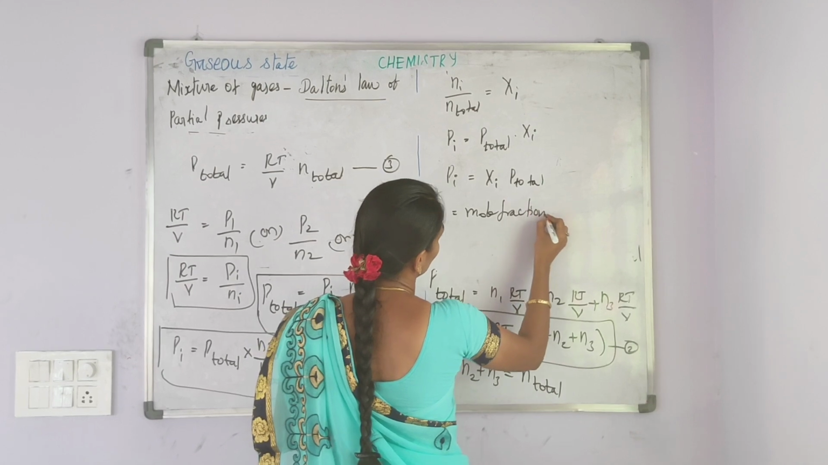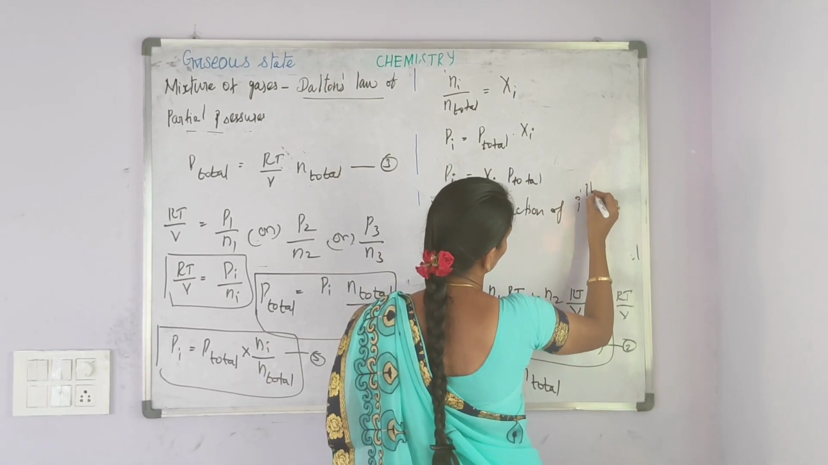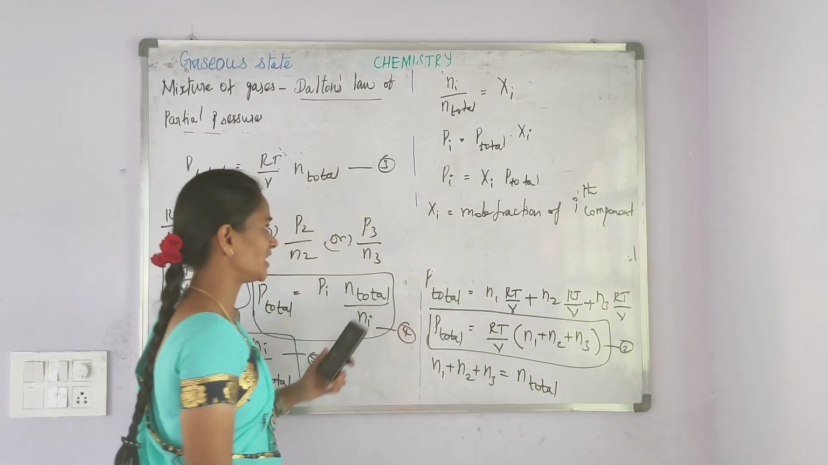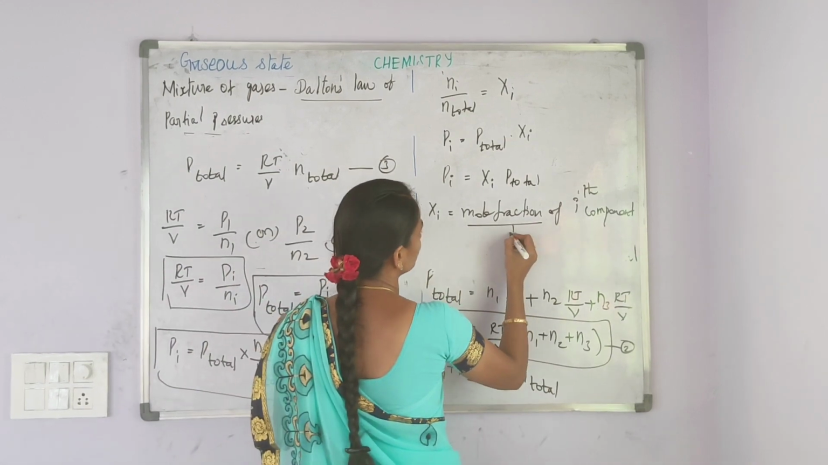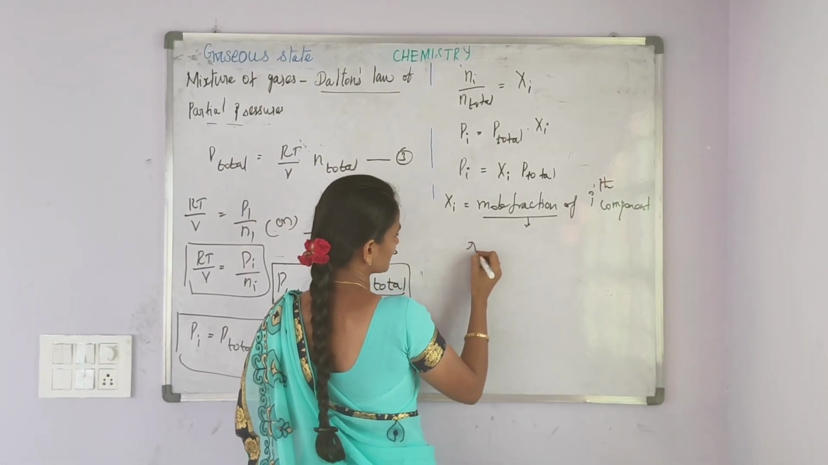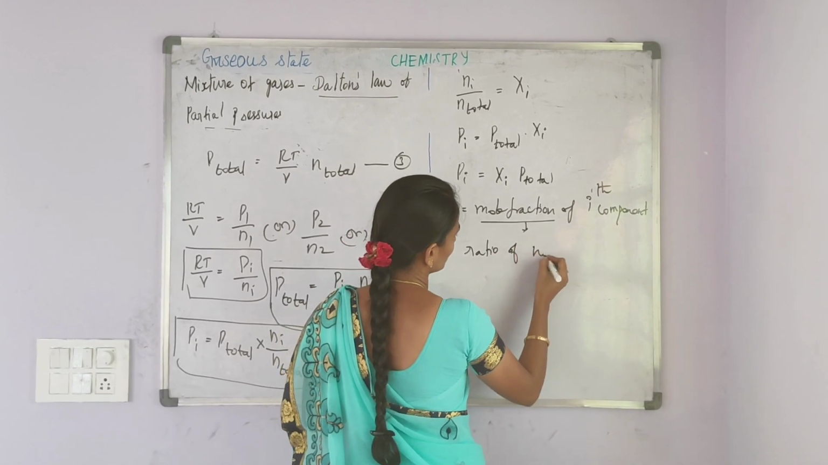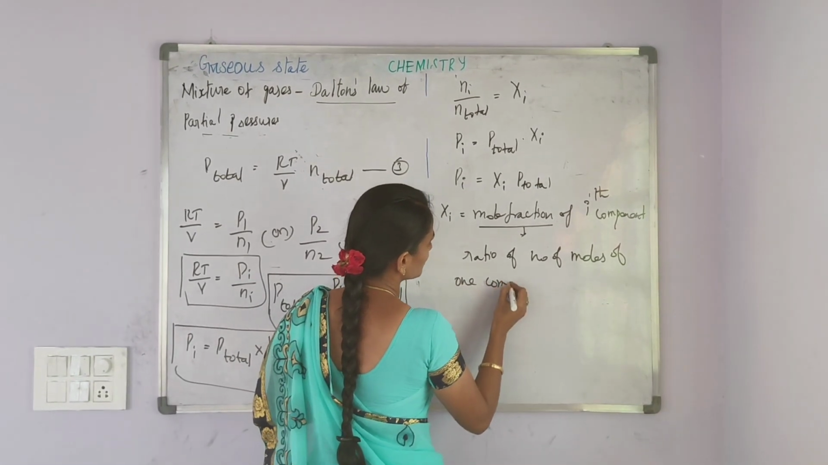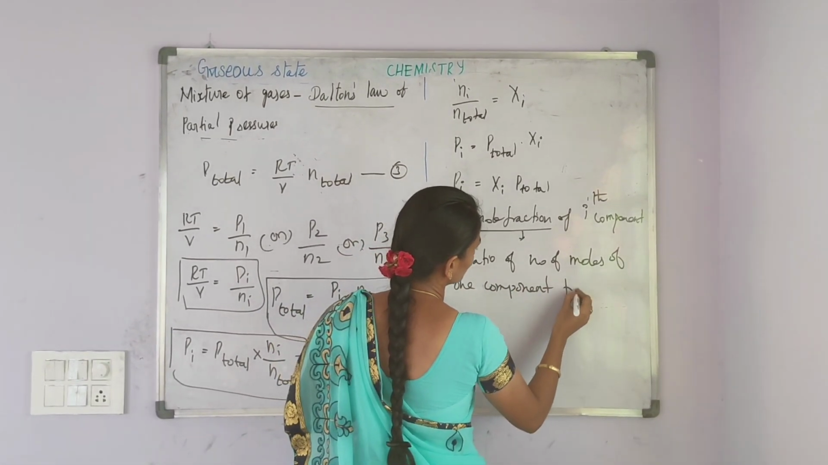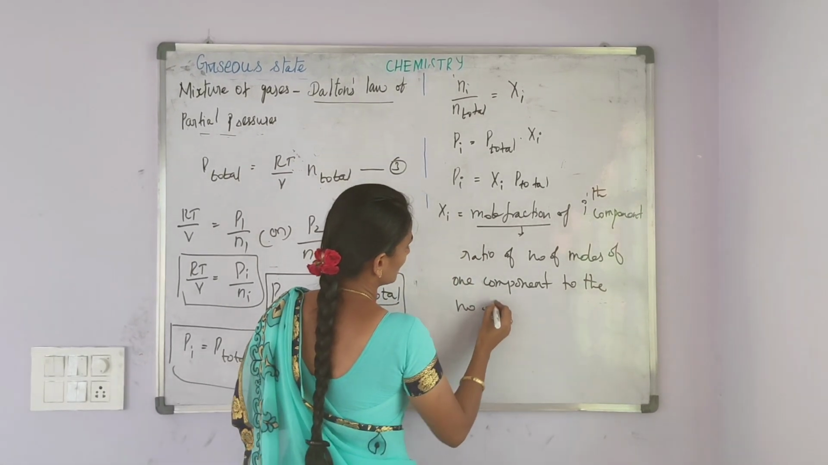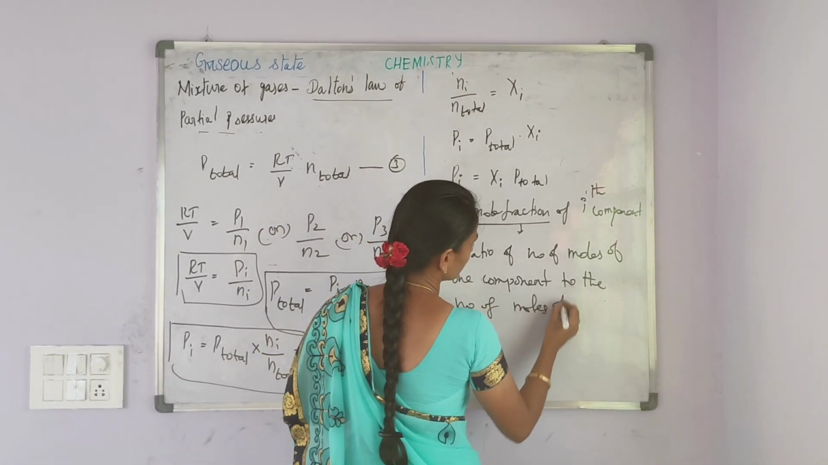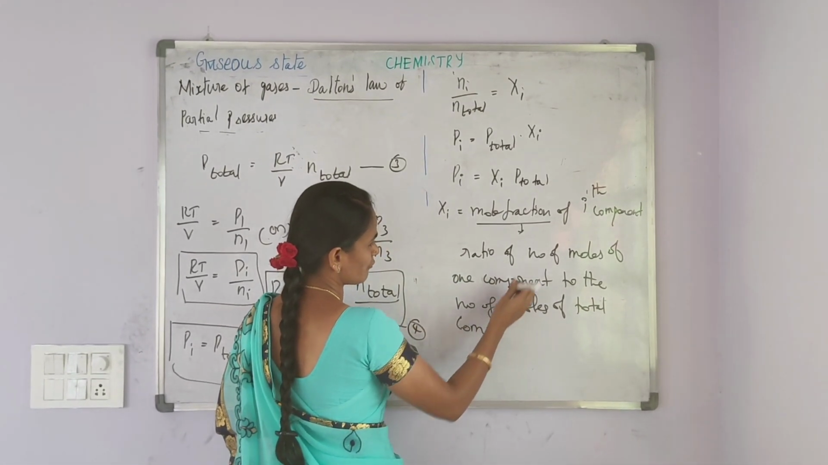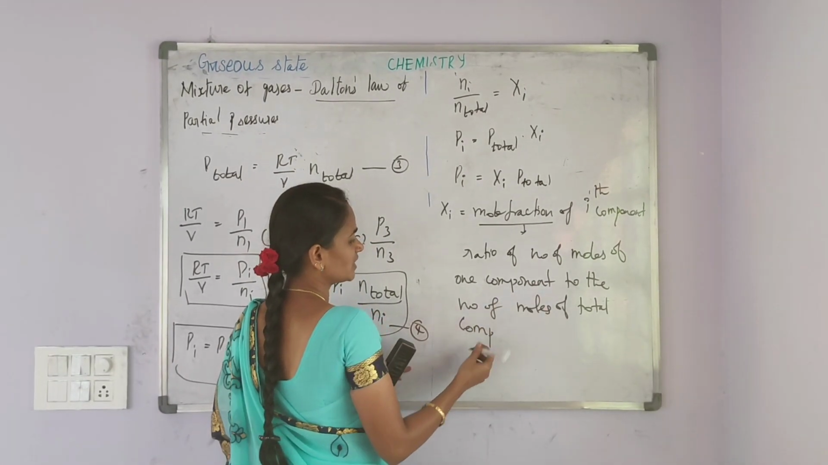Xi is the mole fraction of the ith component. Now the question is, what is mole fraction? Mole fraction is defined as the ratio of the number of moles of one component to the number of moles of total components. I am repeating, mole fraction is the ratio of the number of moles of one component to the number of moles of total components.